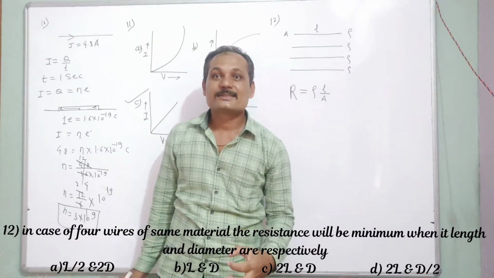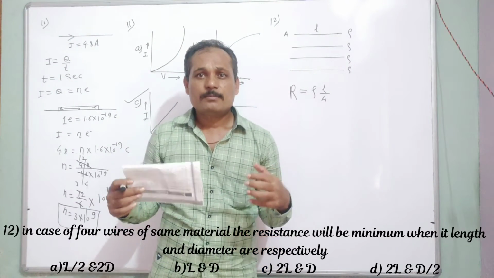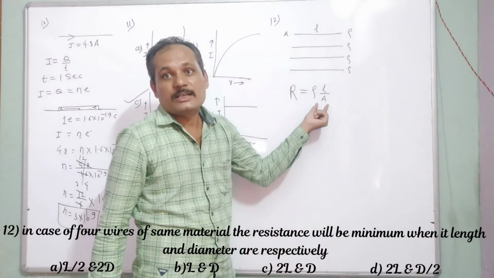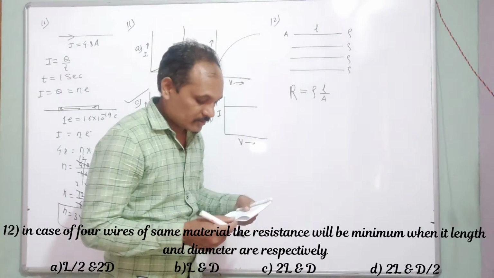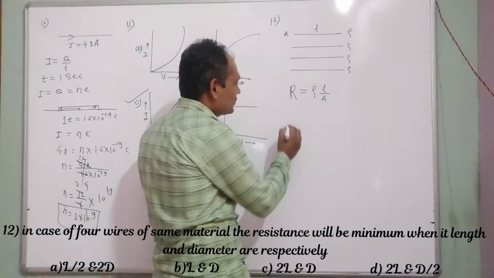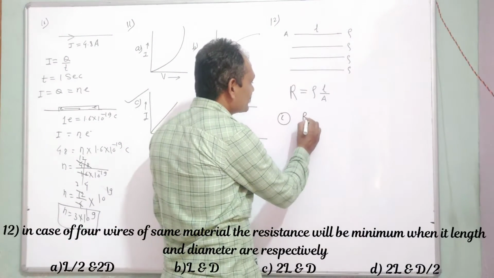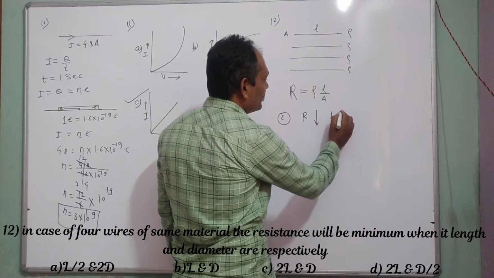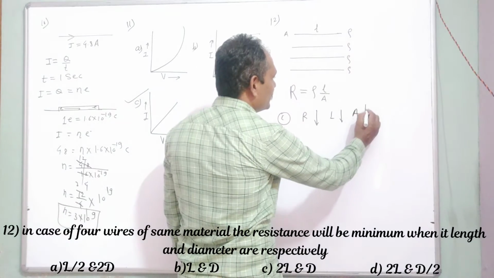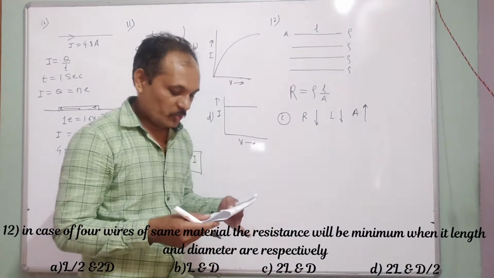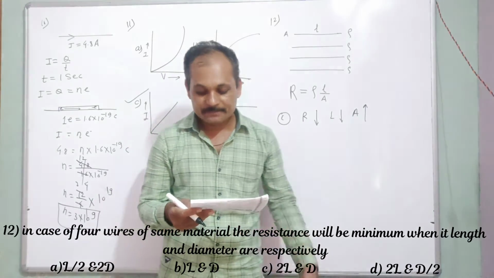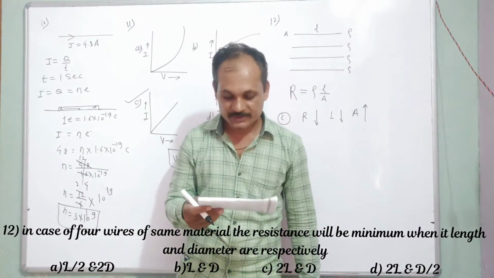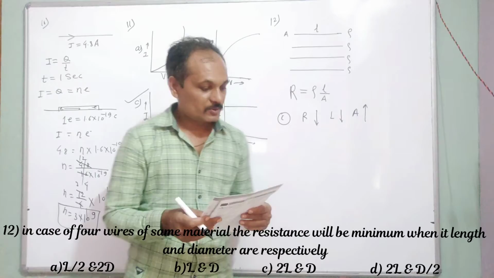But the opposite: we want R to decrease, so we decrease the length and increase the area. Which option is that? Option C is correct. Then R is minimum, as L is minimum and A is increased, so the resistance of the wire will automatically be minimized. Here option C is correct. Then next question.